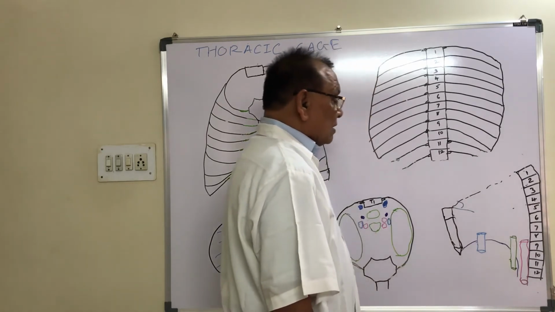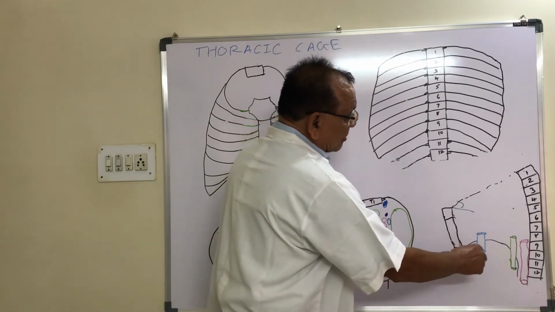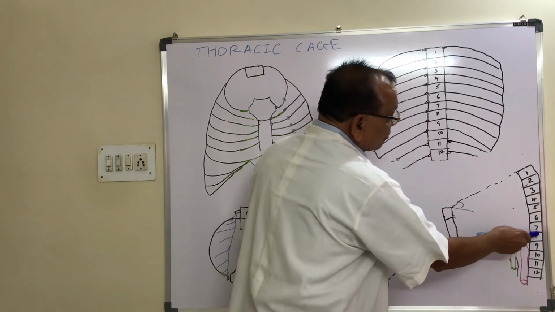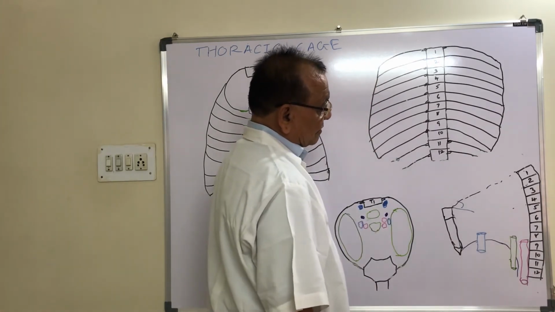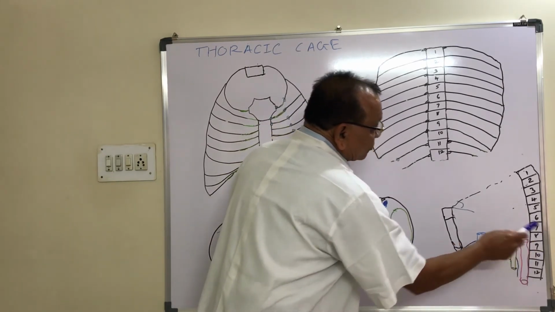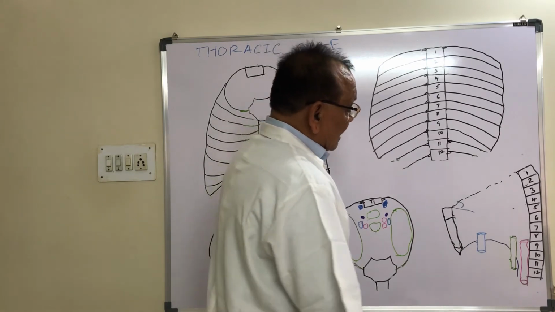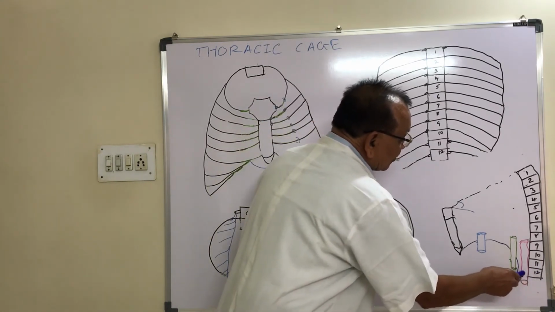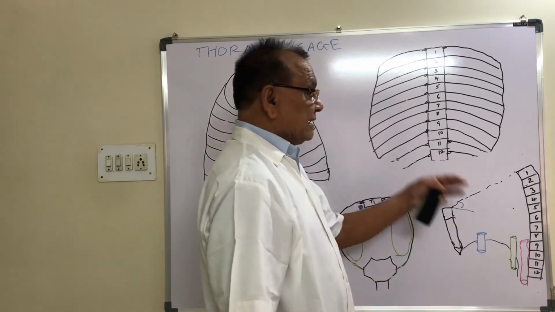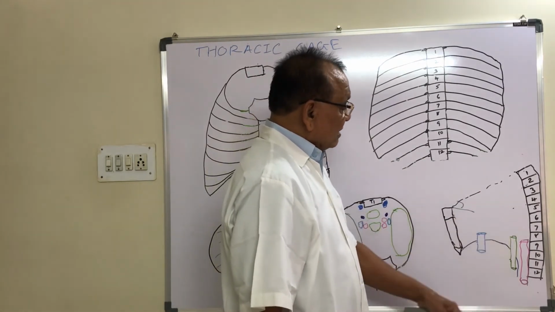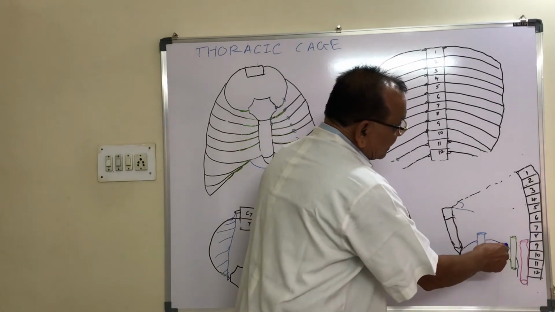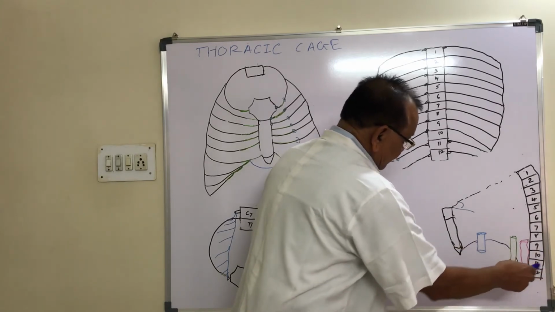See the level of the inferior vena cava opening. The inferior vena cava opening is lying at the level of the 8th thoracic vertebra. The esophageal opening is lying at the level of the 10th thoracic vertebra. And the aortic opening is lying at the level of the 12th thoracic vertebra. So these three openings are lying at the levels of 8, 10 and 12: IVC opening 8, esophageal opening 10 and aortic opening 12.